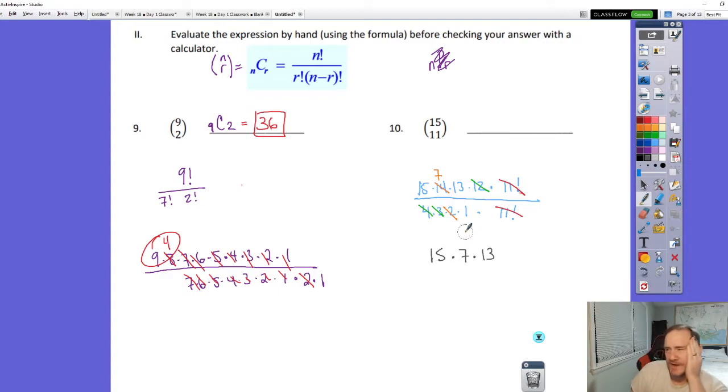Let's pretend that push has come to shove. 7 times 15 is what? 195? 105. It's 105 times 13. All right, I'm a big boy. I could do this out if I really had to.